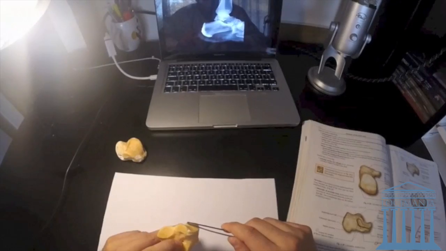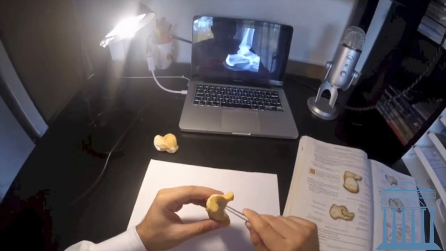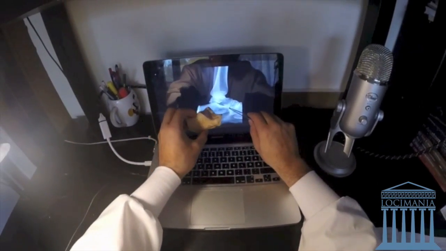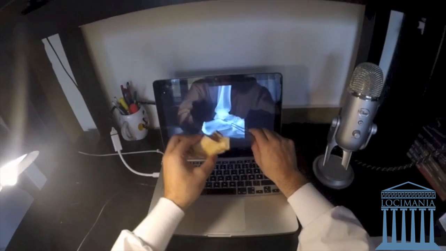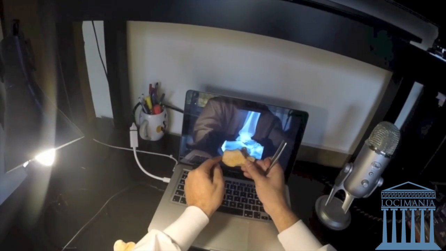Where should we go now? We can see the anterior part here. We also have a facet that is for the cuboid bone. So that's the articular surface for the cuboid. As we can see there, there comes the cuboid bone. So that was the articular surface for the cuboid bone. And on the posterior side, we have the heel there.